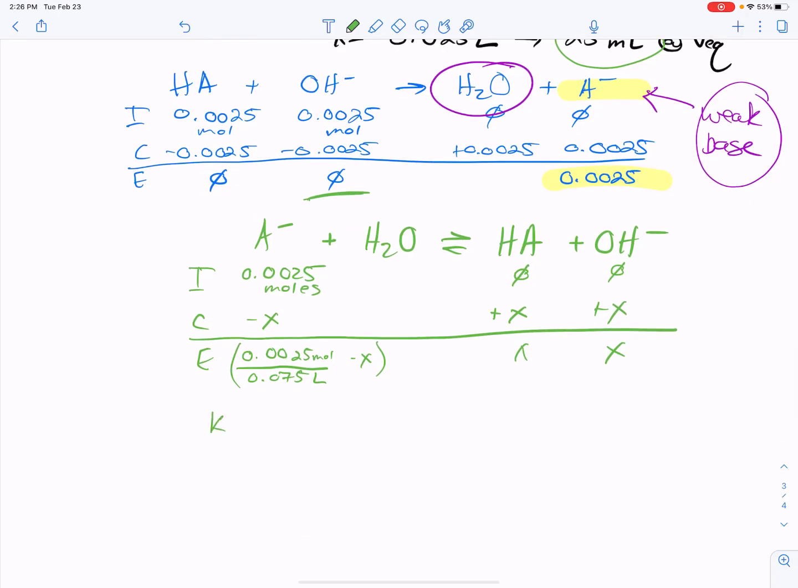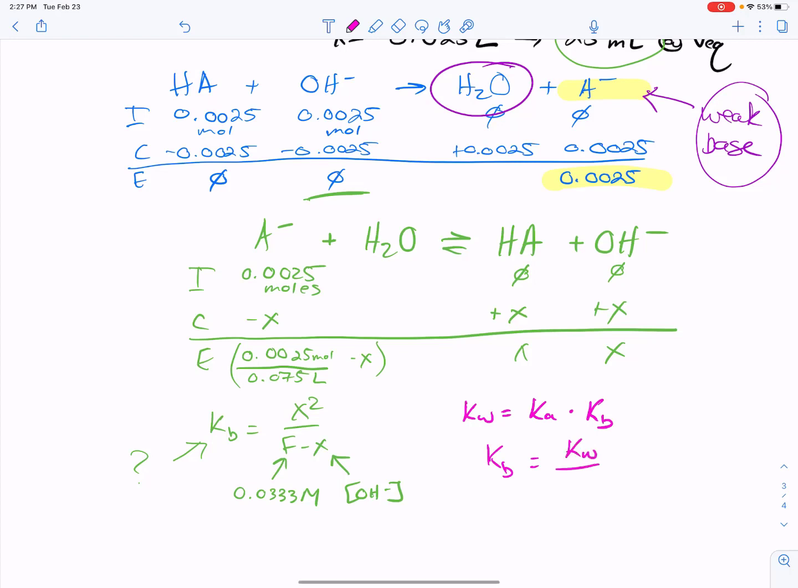So I end up with my Kb equals x squared over F minus x, where your F here is 0.0333 molar. Remember, your x is your concentration of hydroxide. So then, how do I find Kb? Kw equals Ka times Kb. Therefore, Kb equals Kw divided by Ka.